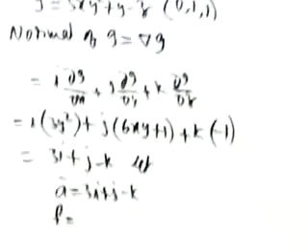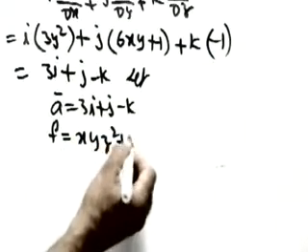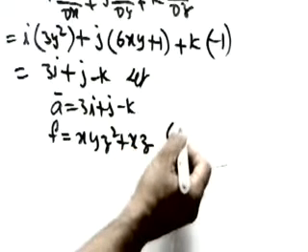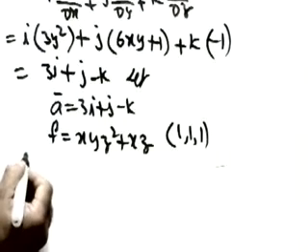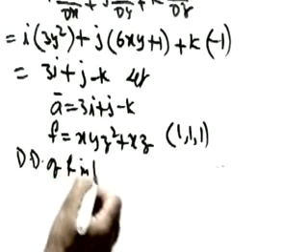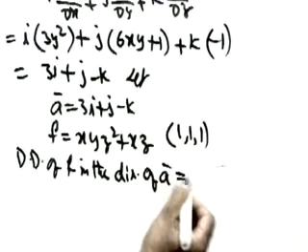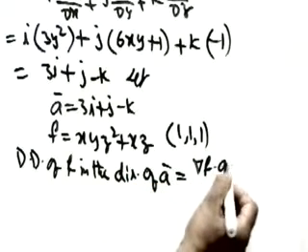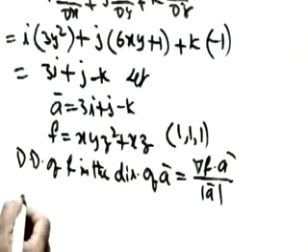Now we have to find the directional derivative of f. F is xyz square plus xz at the point 1, 1, 1. The directional derivative formula is del f dot a by mod a. Otherwise, you can directly use the formula: the directional derivative of f in the direction of a is del f dot a by mod a.